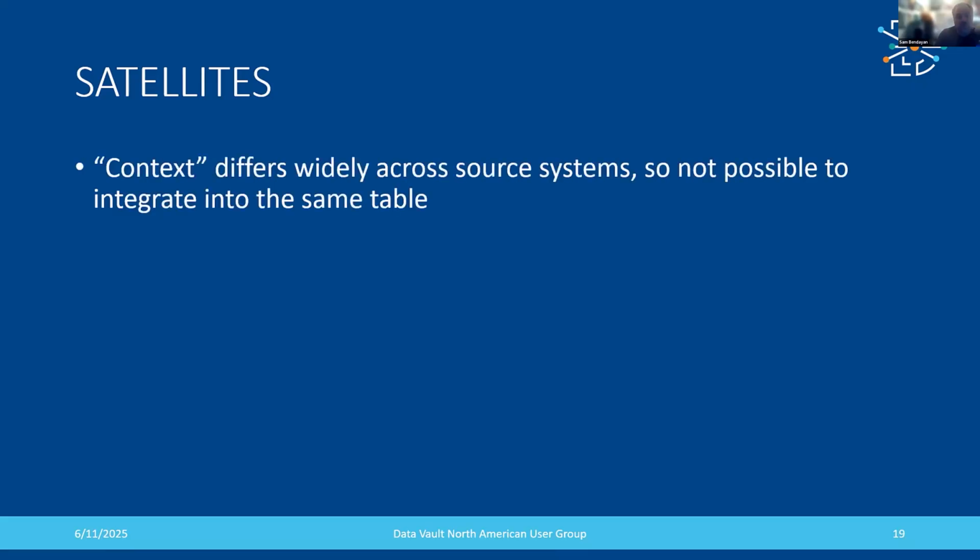So that leaves satellites, the third type of table. Now, satellites are different. And why are they different? Because if you look at the first two types of tables, you're dealing with simpler concepts, or at least more unified concepts, a key and a relationship. They typically have very few attributes, but context can have lots of attributes, can have hundreds of attributes.